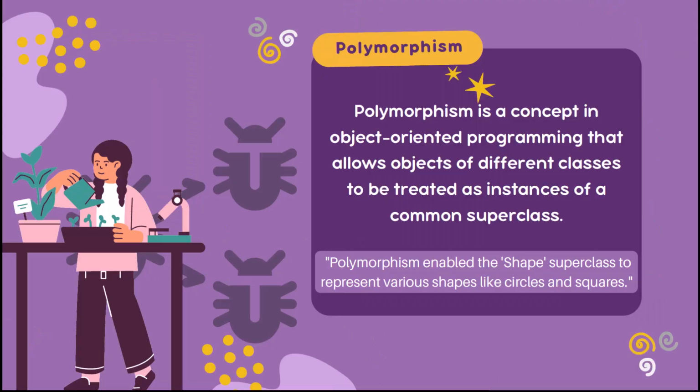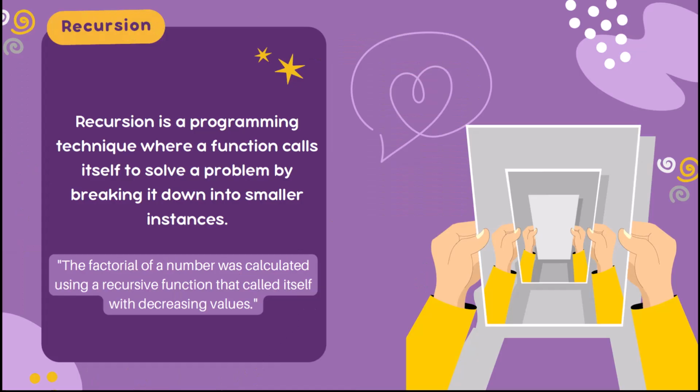Polymorphism. Polymorphism is a concept in object-oriented programming that allows objects of different classes to be treated as instances of a common superclass. Example: polymorphism enabled the shape superclass to represent various shapes like circles and squares. Recursion. Recursion is a programming technique where a function calls itself to solve a problem by breaking it down into smaller instances. Example: the factorial of a number was calculated using a recursive function that called itself with decreasing values.